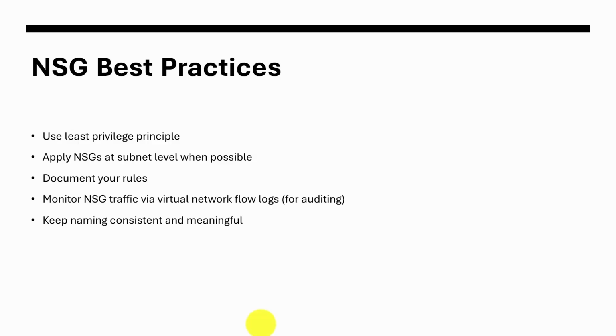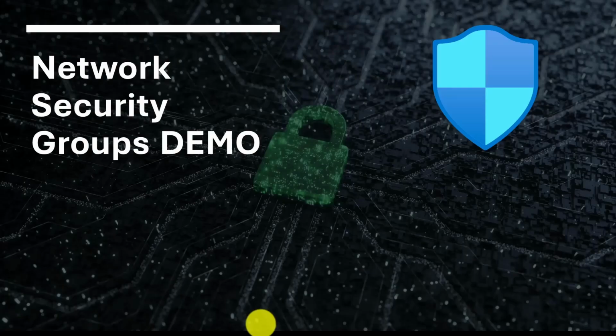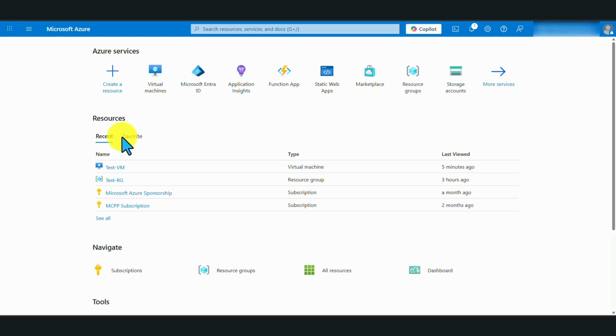Now, one other thing to remember is to keep the naming consistent when you're creating NSG rules, and keep them meaningful. So for anyone who's reading the rules, just by taking a look at it, they know what it means. Now that we have a basic understanding of how NSGs work and their purpose, let's go to our Azure portal and see everything in action.